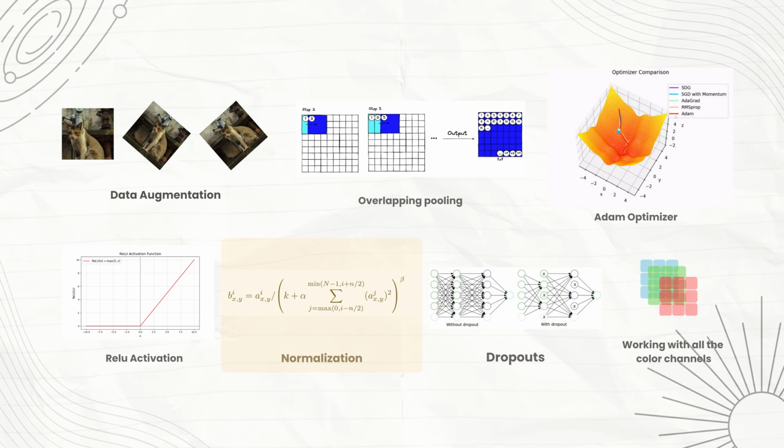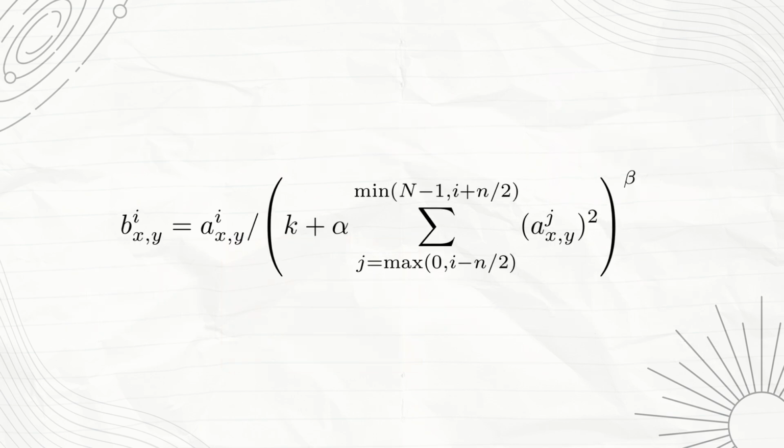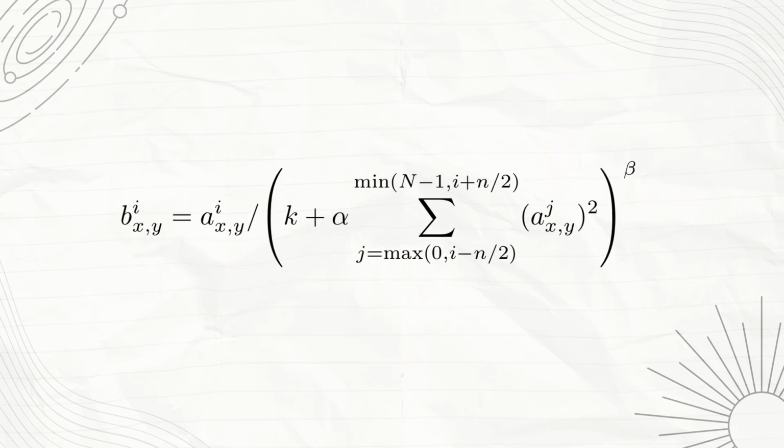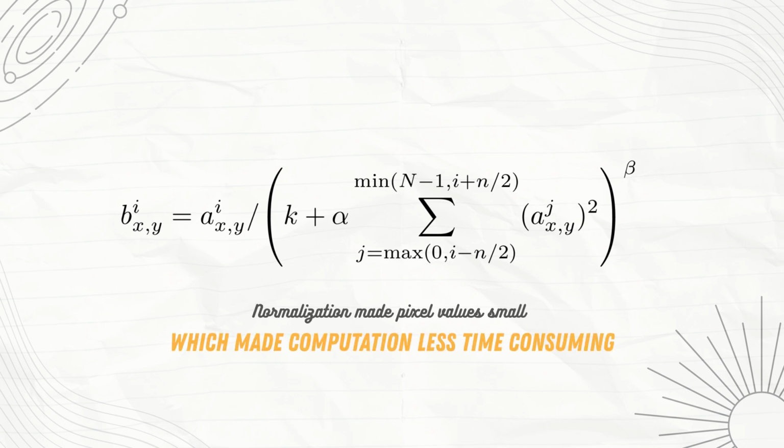The standardization technique that they used was local response normalization, which normalized the pixel values of each image according to this formula. The other benefit we get from normalization is that it reduces the numerical value of pixel intensity, which makes the computation much faster.